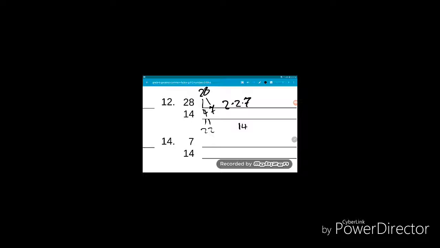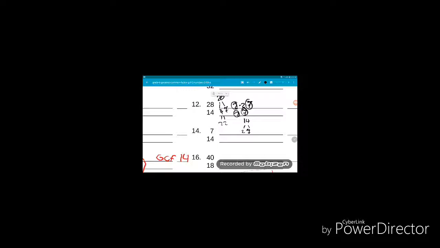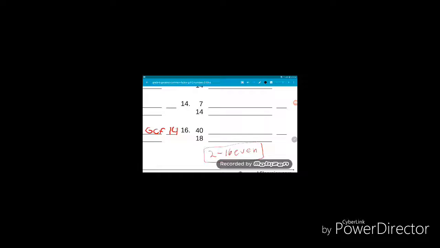14 is 2 and 7. Now circle what they have in common. They have 1, 2, and they have 1, 7. So the greatest common factor is 2 times 7, which is what? 14. The biggest number that goes into both of them, 14. Two more. Actually, one more.